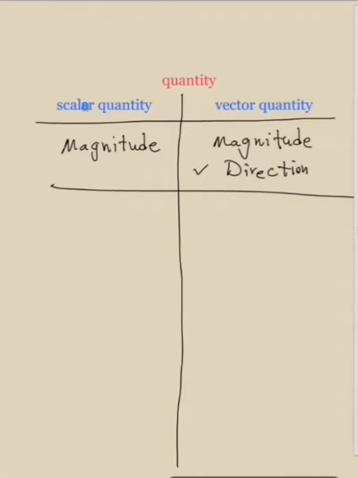What do you think about length? Is length a scalar quantity or a vector quantity? Well, it's pretty clear that length is a scalar quantity. You cannot say, for example, the length of the book is 20 centimeters east. It doesn't make sense. So length is a scalar quantity. What about distance? The distance between two cities is, for example, 20 kilometers. It doesn't matter if it's 20 kilometers north or 20 kilometers east. You cannot specify direction for distance. So distance is a scalar quantity.